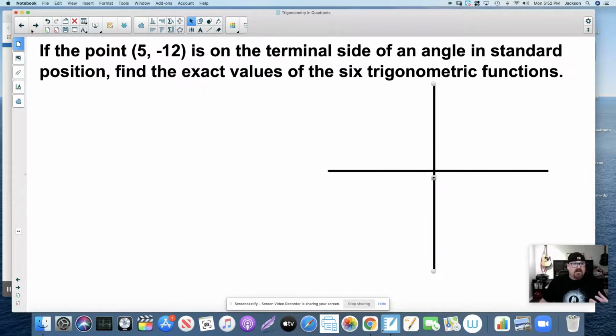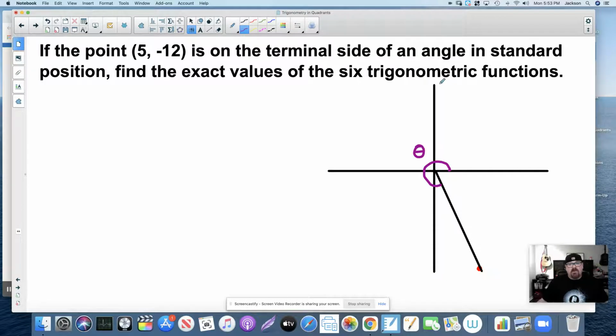Now, in this problem, we're dealing with a point in the coordinate plane that has coordinates 5, negative 12. So let's go 5, put it right about there, okay? So the terminal side of an angle is here. In standard position, the angle in question is this angle right here. This is our angle, we'll call that theta, in standard position measured in this direction.